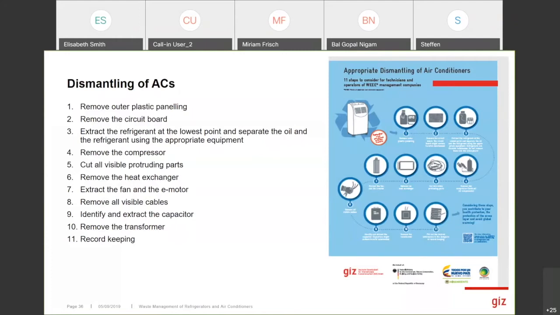Then we remove the compressor, we cut all visible polluting parts, remove the heat exchanger, extract the fan and the E-motor, remove all visible cables, identify and extract the capacitor, remove the transformer, and then again record keeping and balancing of the amounts of raw materials received.